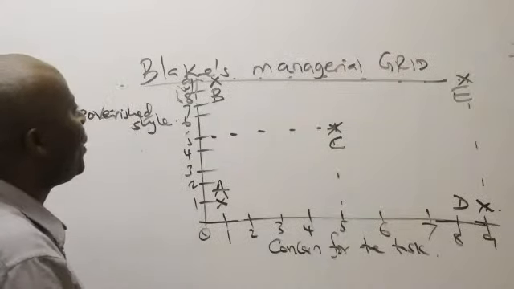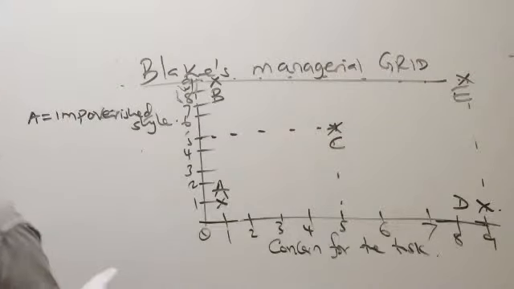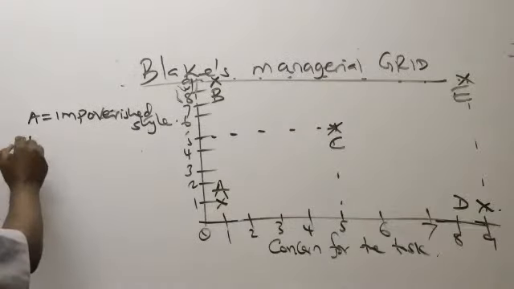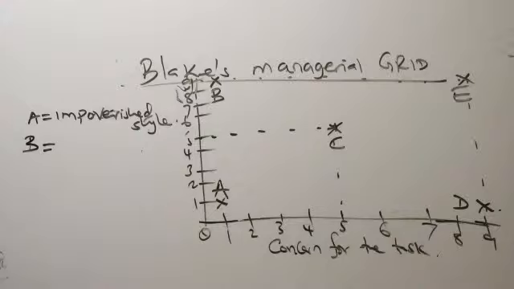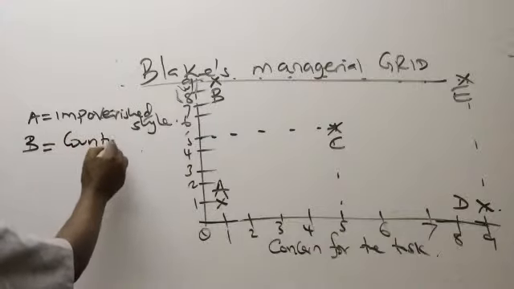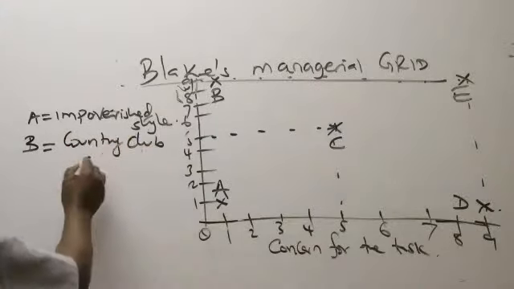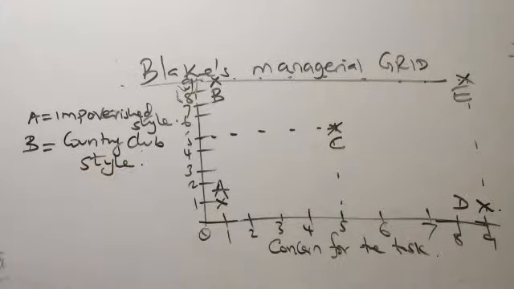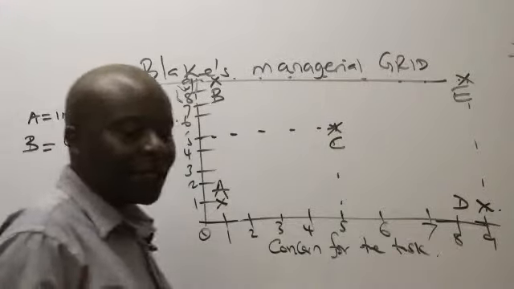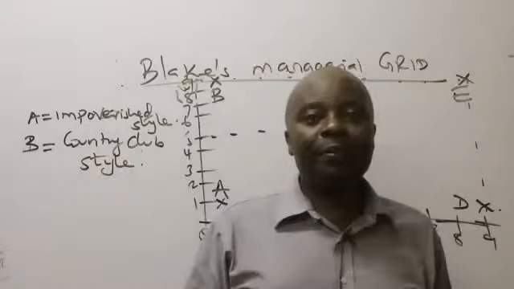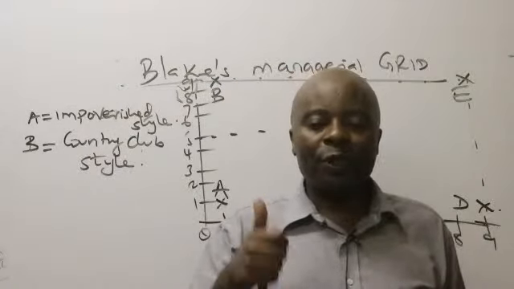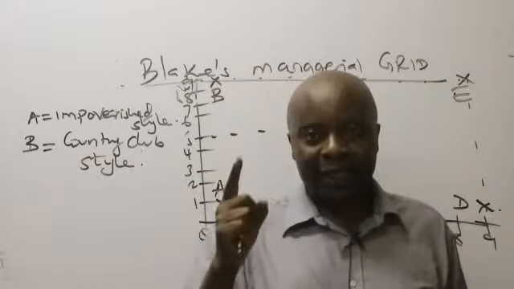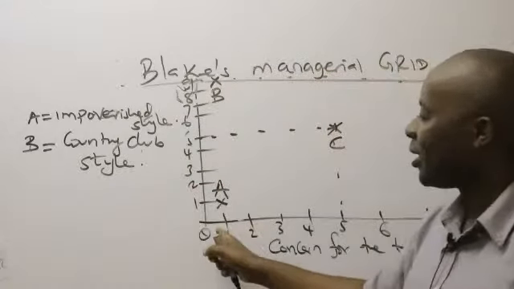And then we have, ladies and gentlemen, managers who are at B. So B are good managers, but good for nothing, because we call them country club style managers. Like the golf one, the yes man. You'd want your employees to say you are very good, simply because your concern for people is so high up there. But task-wise, almost zero.